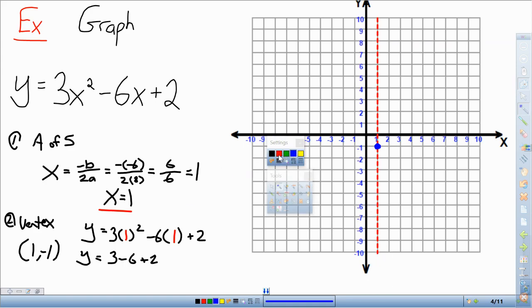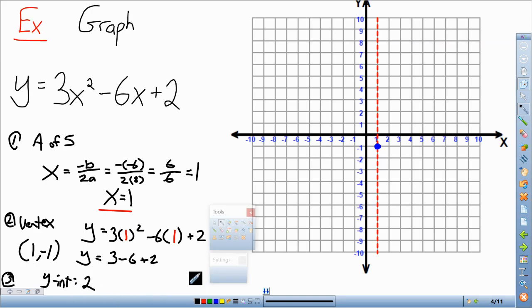Okay, last thing is just getting our y-intercept. And this is the easiest step here. Our y-intercept is this constant. Looks like it's a positive 2. Okay, so that means on my y-axis, my parabola is going to go through it at positive 2. So there's one of the points I can get.